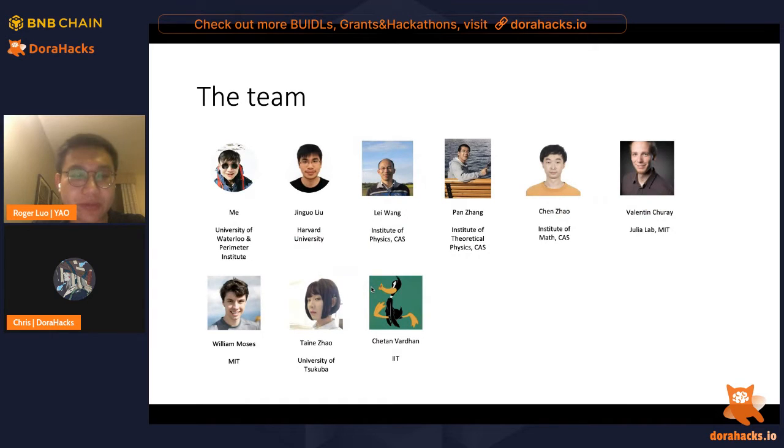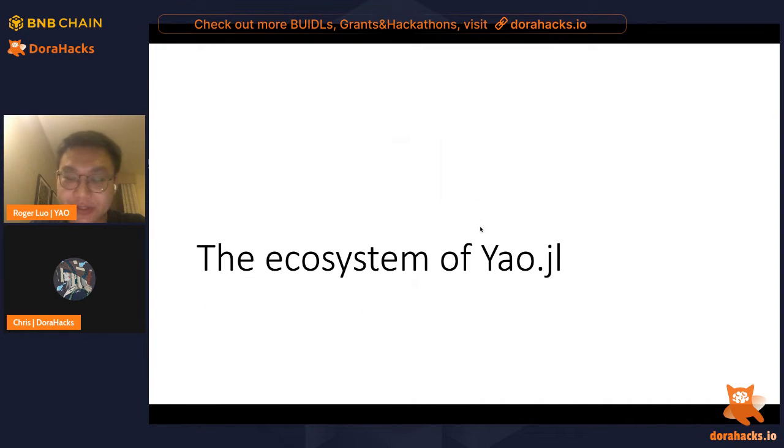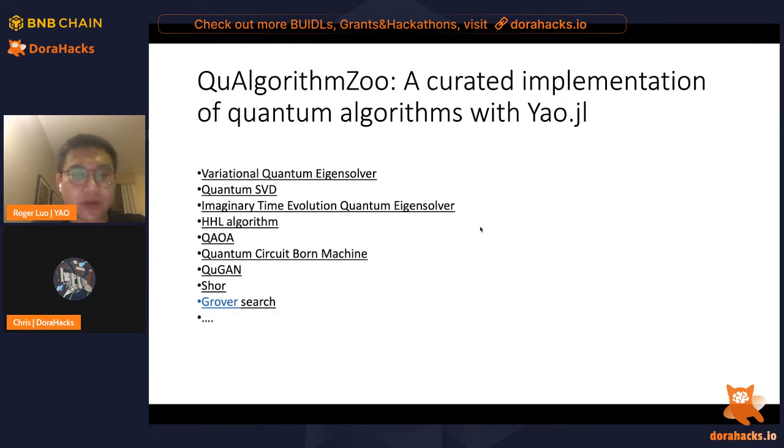So the team has been growing from 4 people initially, with a few other people joining later. And now we have some core developers inside this ecosystem from different institutes. So we have grown our ecosystem a bit more in the past 2 years. So, for example, we implemented a quantum algorithm zoo package that currently has implementations of a lot of quantum algorithms using Yao.jl. This includes well-known algorithms like the variational quantum eigensolver, QAOA, Shor's algorithm, Grover search, and many more.